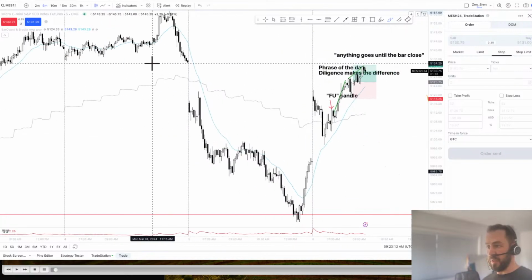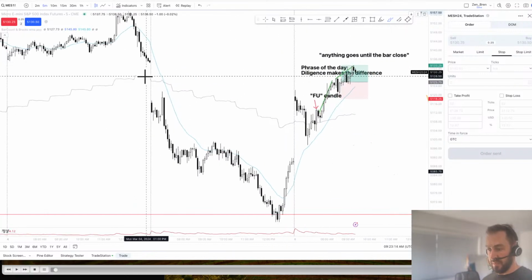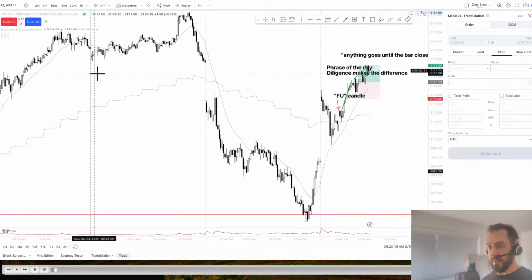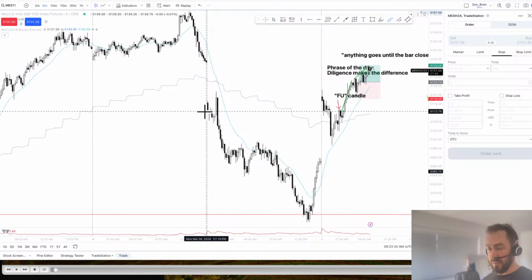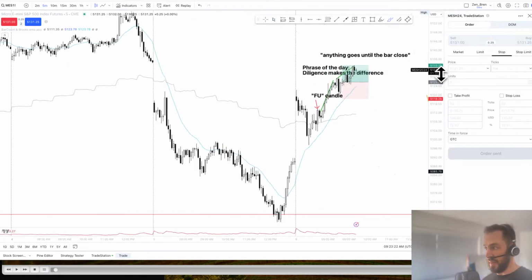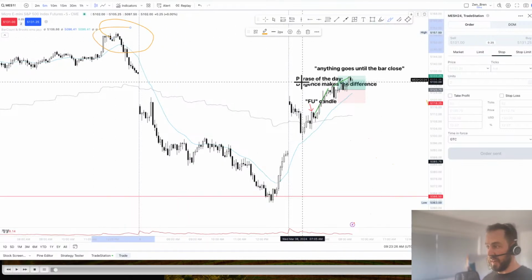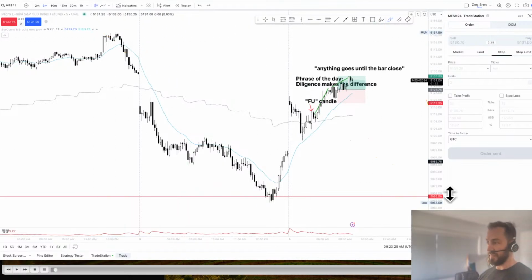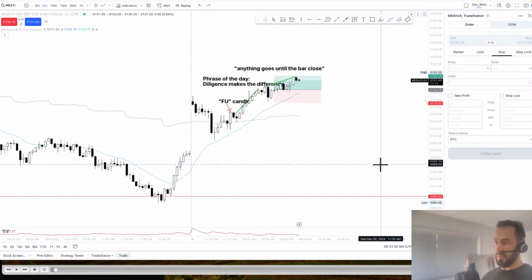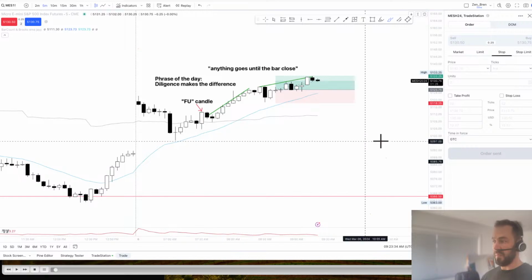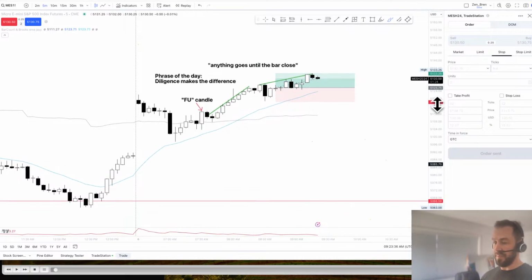So we're getting right up to the close on Monday. So we'll see what happens there. But it looks to me like the bulls are coming up here to test that high. So we'll see.